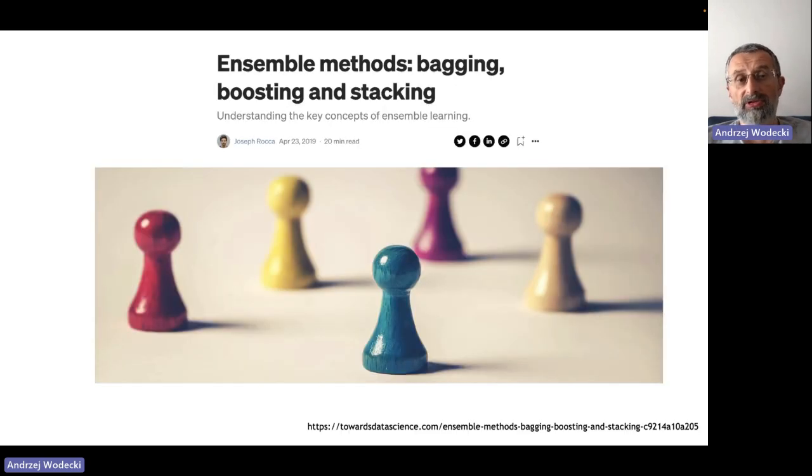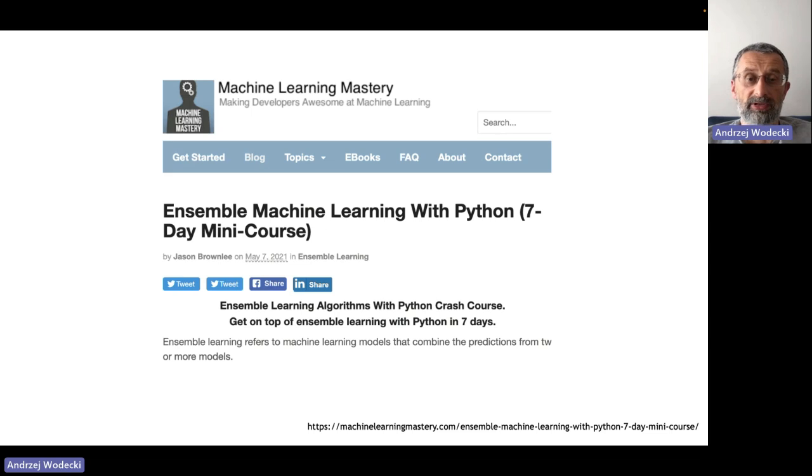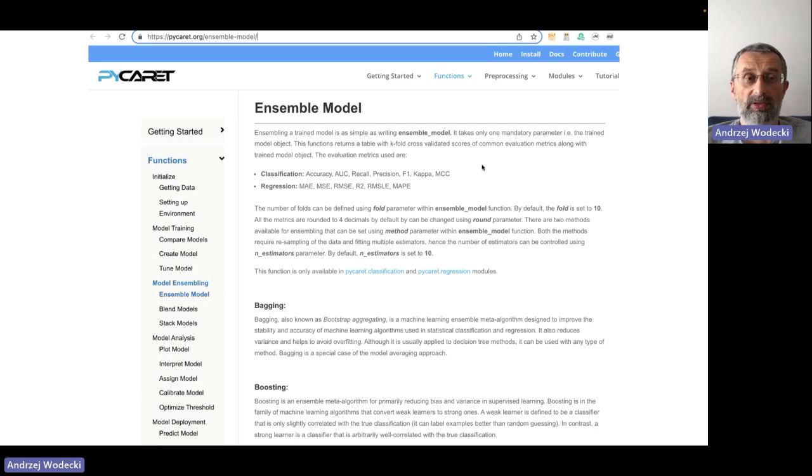When it comes to resources, I have based this presentation on this article. My credits to this article, which is probably the best introduction to ensemble models I have ever found on the internet. There is also a very interesting Ensemble Machine Learning with Python 7-day mini course, which is here. It's free of charge, which is also worth trying because it has a very nice implementation in Python of the toy examples. And in PyCaret, as you can see, you have a separate category of ensemble models with bagging and boosting. So that completes my presentation on ensemble models, and maybe you have some questions concerning this.